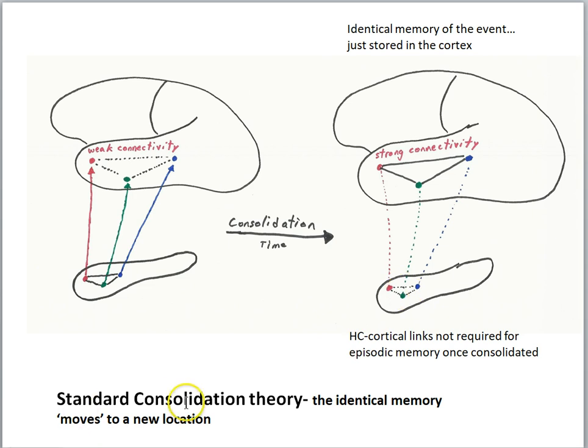But critically, for the standard consolidation theory, the idea was that these were identical memories. The hippocampal memory and the cortical memory were identical memories. It's just that in a sense, their location had moved. Now, that was standard consolidation theory. However, in time, some researchers began to question the accuracy of this model.